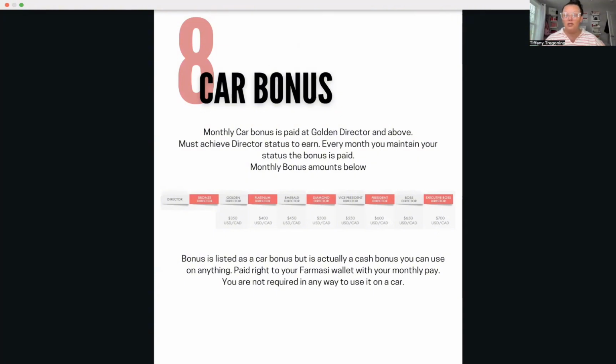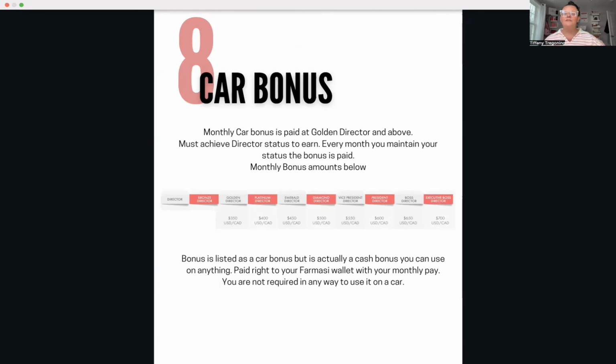So you get to your golden rank, you're going to be golden manager month one, golden manager month two. That month three that you hit golden consecutively, then you are going to rank up to golden director, and that's where the car bonus is going to start. Now, let me clarify, this is not a bonus that you have to use for a car payment or you have to go lease a car, any of that stuff. It is literally a cash bonus. They call it a car bonus, but it is a cash bonus. It's just extra pay that's going to be on your monthly paycheck as soon as you get to golden director or above.